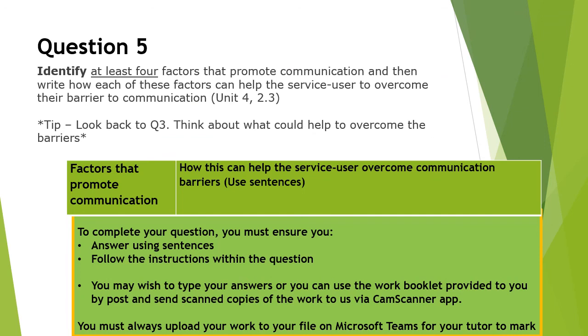So you're now on question 5. You're going to identify at least 4 factors that promote communication, and then you're going to write how each of these factors can help the service user to overcome their barrier to communication. You'll see that you've got the box, so the left-hand side, factors that promote communication, and then on the right-hand side, how this can help the service user to overcome communication barriers, and make sure you use sentences. And the tip there, look back at question number 3 and think about what could help to overcome the barriers that you looked at in question number 3.